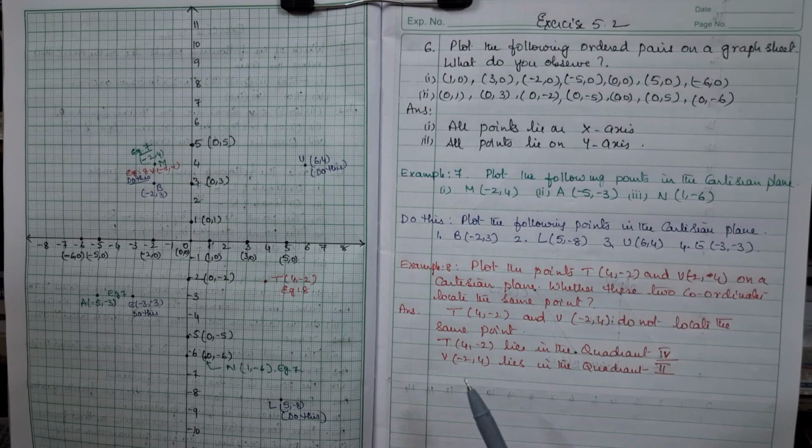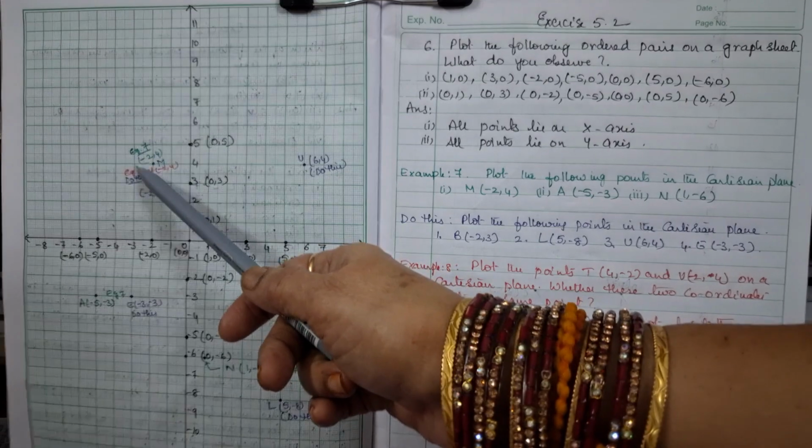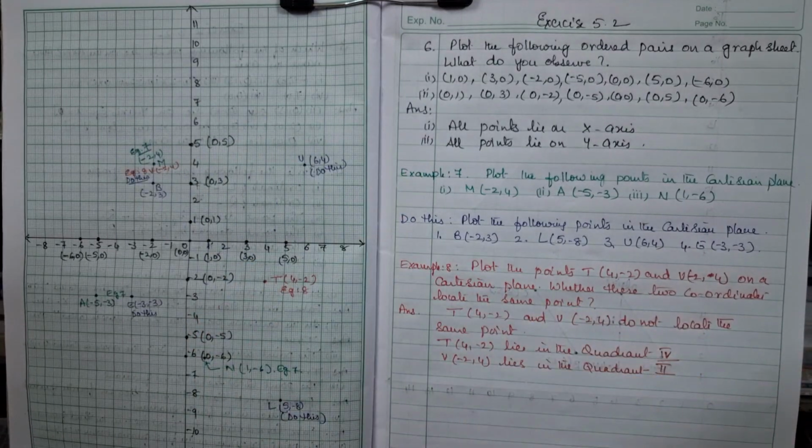They don't lie in the same quadrant. See, T lies in quadrant 4. This is quadrant 4: 1, 2, 3, 4. T lies in quadrant 4, and V lies in quadrant 2. 1, 2, second quadrant. So definitely they are not lying on the same plane. Children, please note it down.